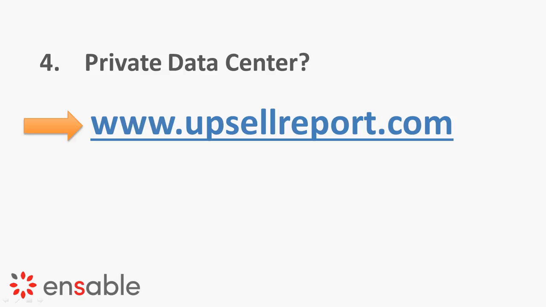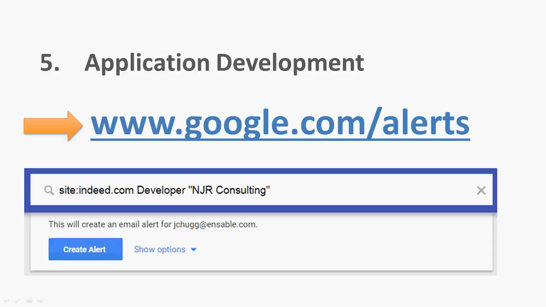Next, there's a tool which Ensable provides, which is the Upsell Report. We run analytics on their web servers, and one of the analytics that we pull out is, are they sitting inside of a traditional data center, like a colo space, like an Amazon, or have they set up their own private data center? We know that there's been a big shift from private data centers to traditional data centers, but there's still quite a few companies out there that are using private data centers. The Upsell Report can help you identify not only their technology and locations, but it also can let you know whether or not they're using a private data center.